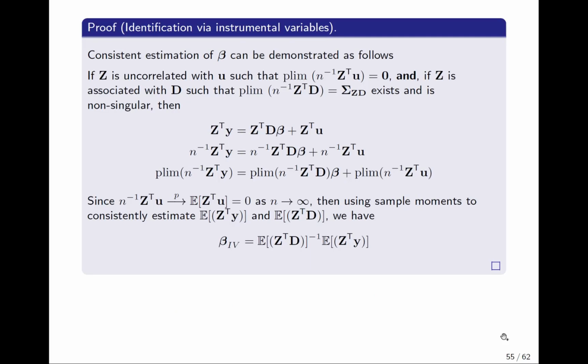And there's a proof slide here that goes into a little bit more detail. I won't go through it here because you can do it in your own time. It just adds a little bit about consistency of IV, and it is consistent in the probability limit.